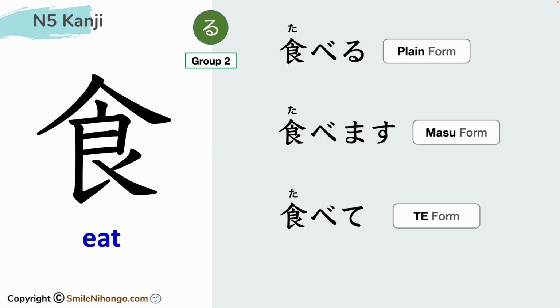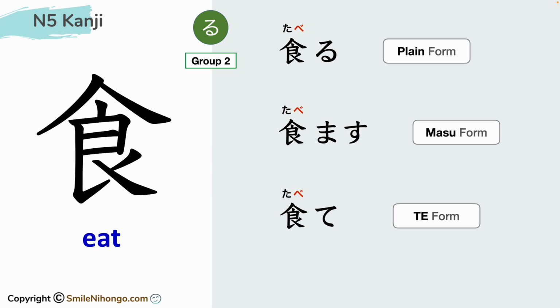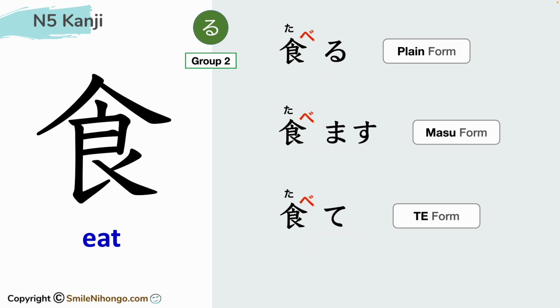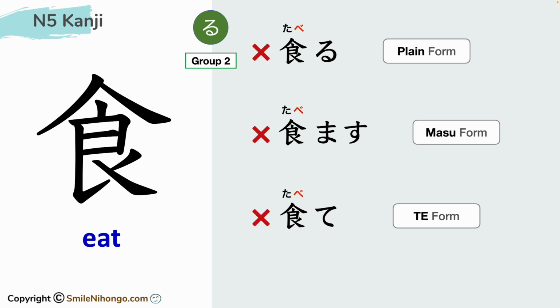Please be careful with the okurigana for this particular verb. It's not like this. It has to be like this. The be is supposed to be in hiragana because it's part of okurigana for this verb. I often see my students write the verb eat in kanji like this, so I just wanted to point that out.